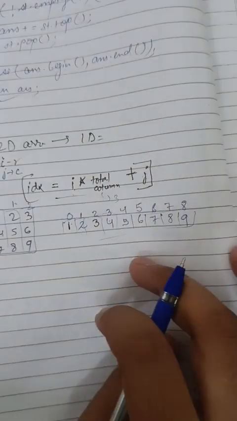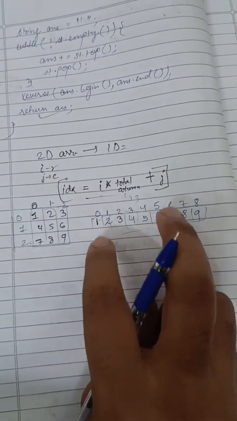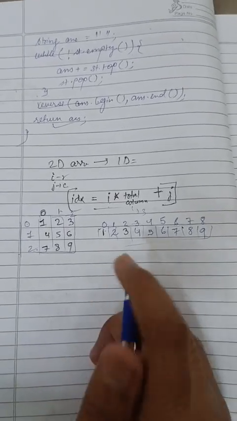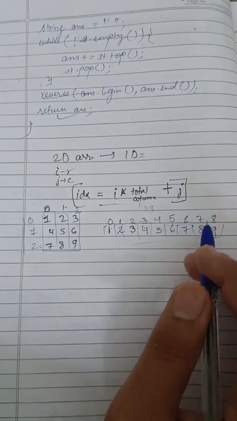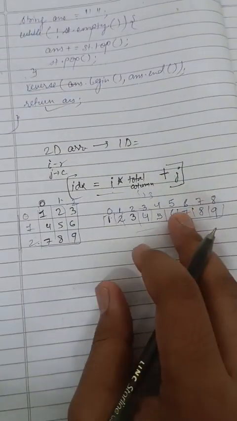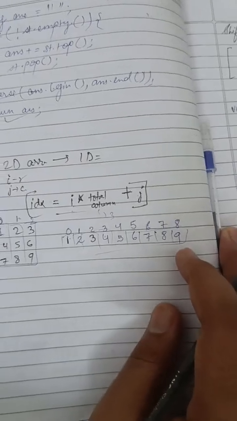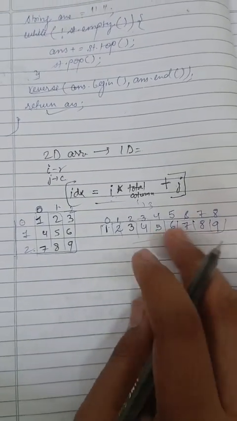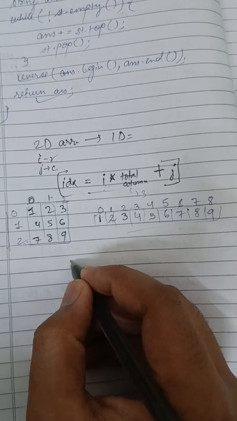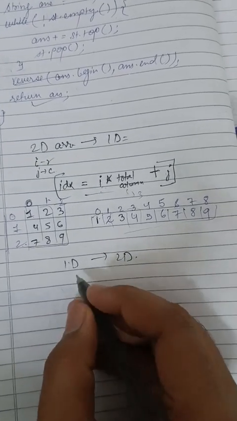Now this is my first part, and the second part is to convert this 1D array into the 2D array, right? The formula, again, is simple. The whole problem was about the formula. If you know the formula, you must have already submitted the problem. So, for 1D to 2D array, simple.